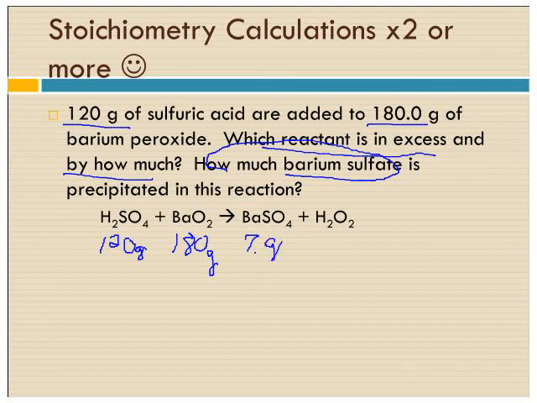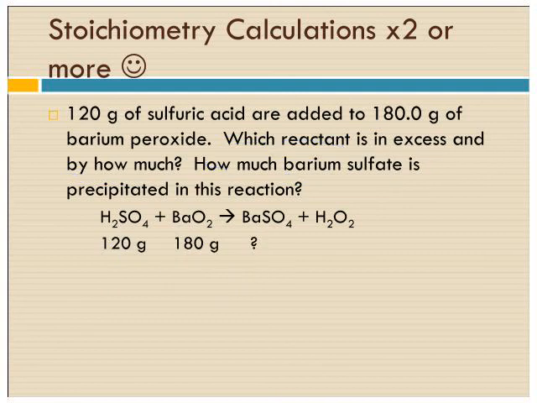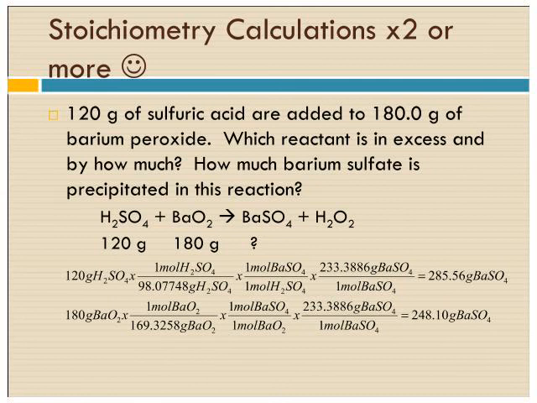So you end up having to take your 120 grams of sulfuric acid and solve for your barium sulfate, then take your 180 grams and solve for barium sulfate. When you're doing these, you want to solve for the same thing so you can compare it. So you can see I put that down so y'all can write it. And so here are the 2 problems.